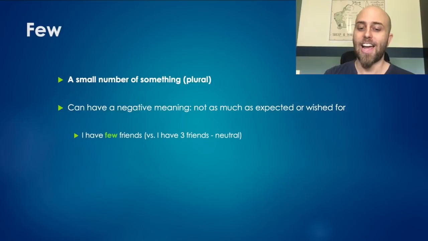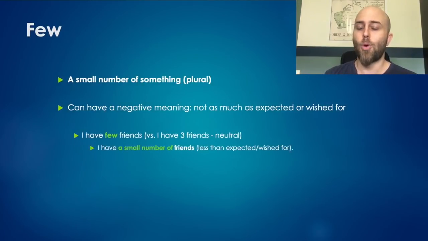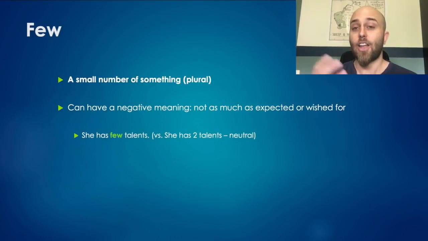So for example, I have few friends. As opposed to just saying, I have 3 friends, I have 4 friends, which is just a neutral statement. If you say, I have few friends, that's the idea that you have a small number of friends and it's less than expected or less than you wish for. Maybe you want more. I have few friends.